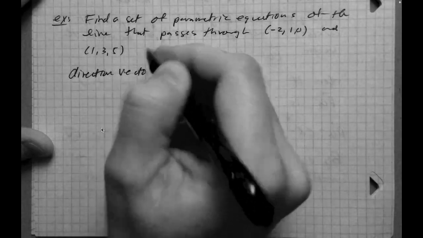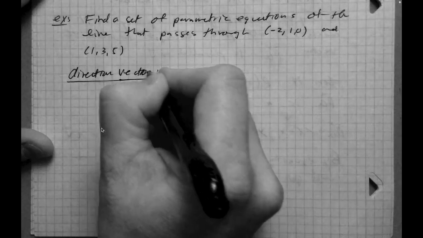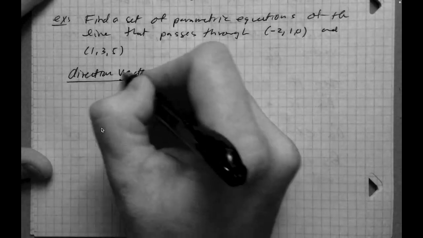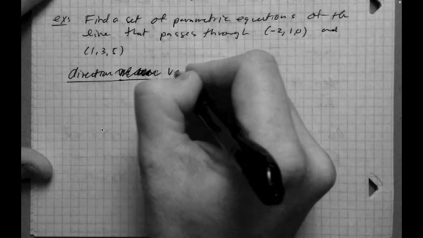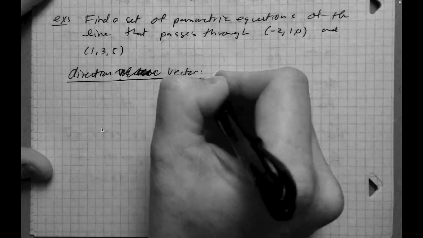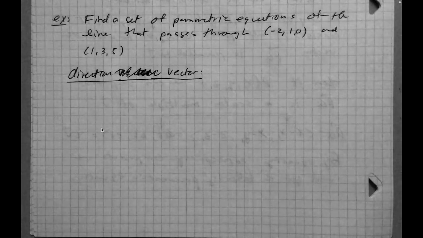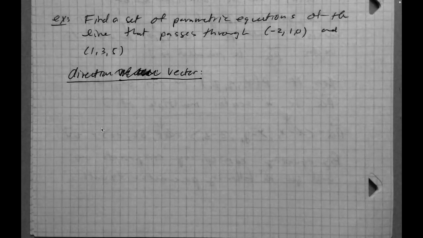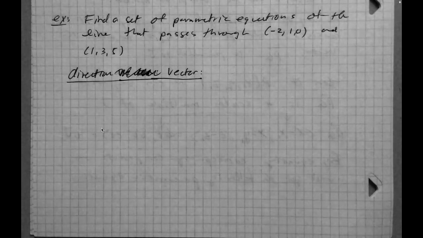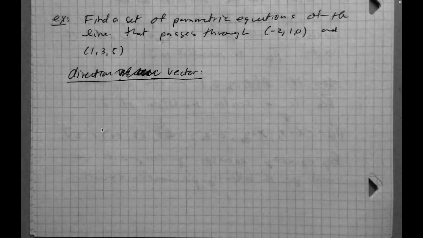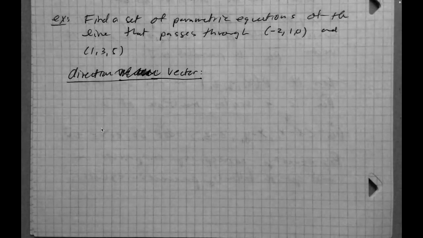How might we get a direction vector? That's just supposed to say vector. There we go. All right, so how could we find a direction vector? Well, we're given two points. It's easy enough to identify a vector from those two points.